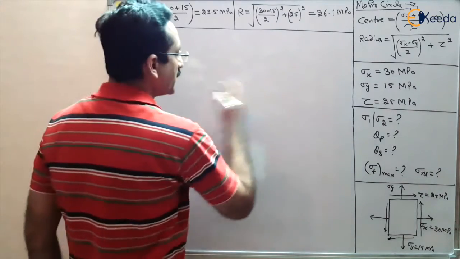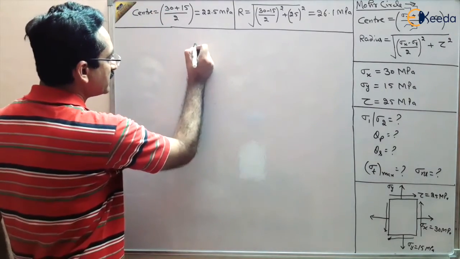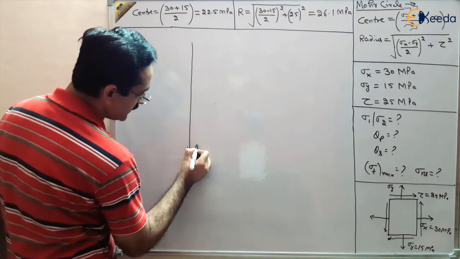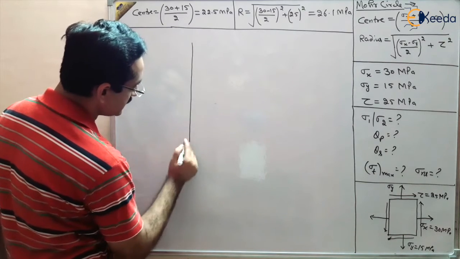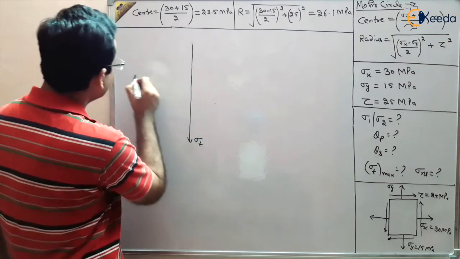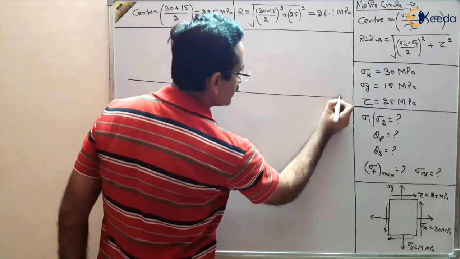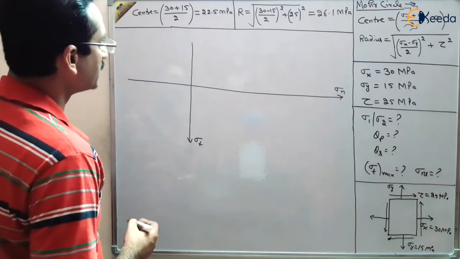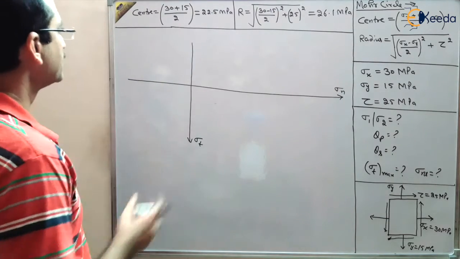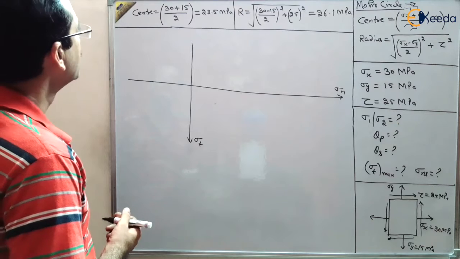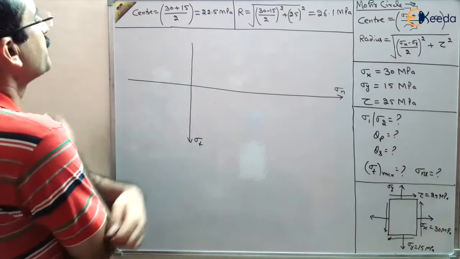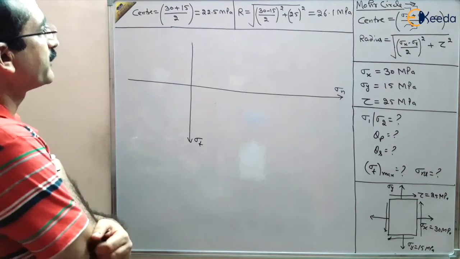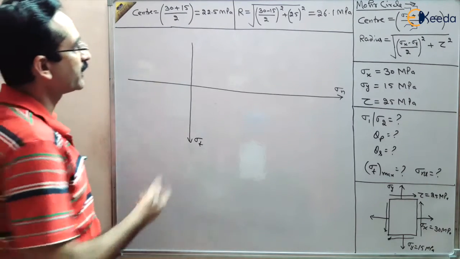Both are positive. We are taking positive in this direction. So this will be our y-axis, tangential stress direction, sigma t. This is our normal stress and positive in this direction, sigma n. And we have to draw the Mohr circle. First of all, take a scale. You can choose any scale which you want. Suppose you can take 22.5 megapascal to be 22.5 centimeter. It's your choice, whatever you want to choose.